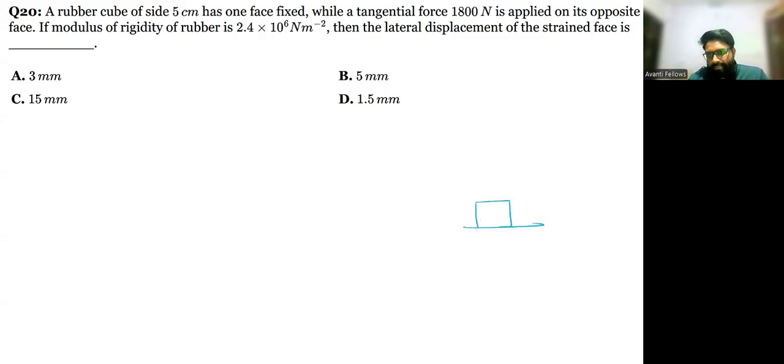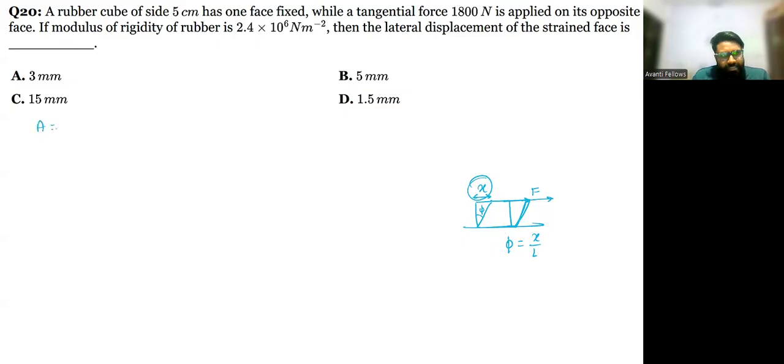First of all, you need to understand this is the block. We have applied a tangential force over it. So it got a disturbance in shape like this. This value of x is nothing but the lateral displacement, which is nothing but the ratio of x by L for small displacement. So we can apply Hooke's law here.